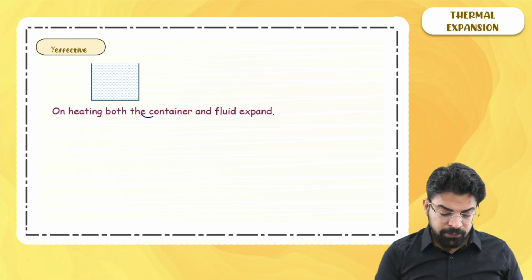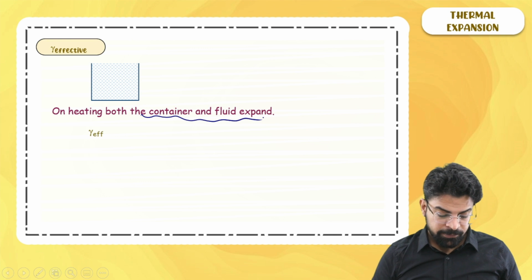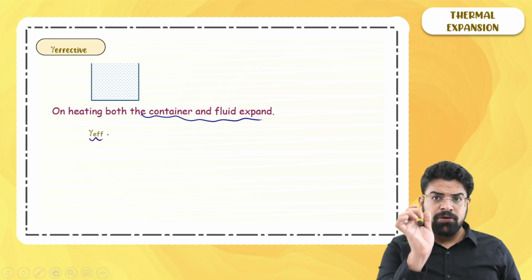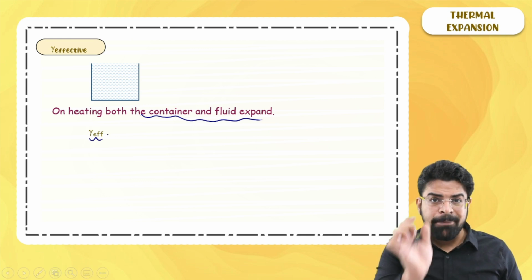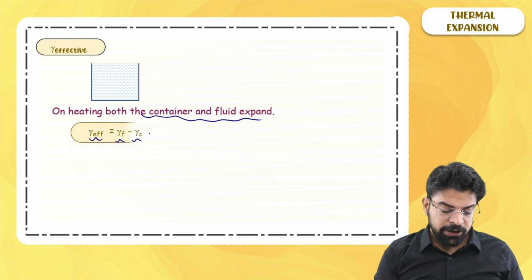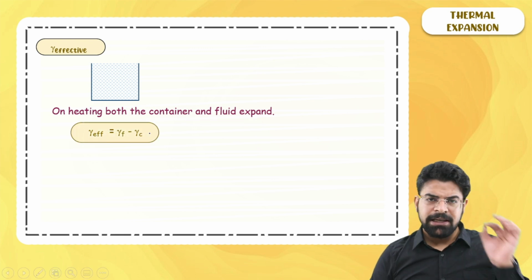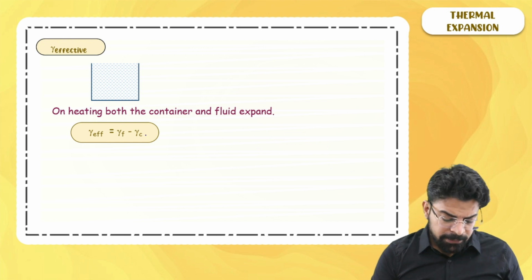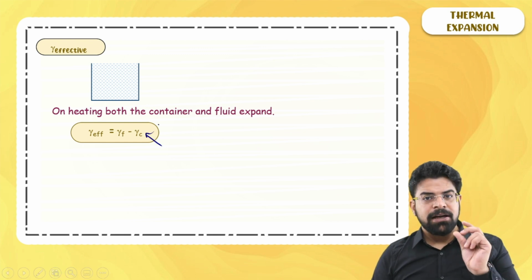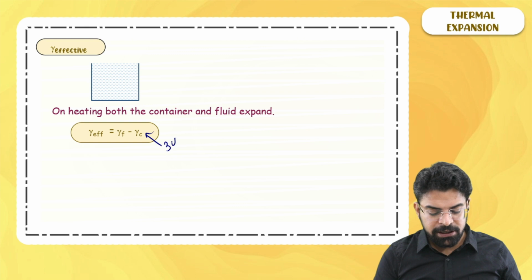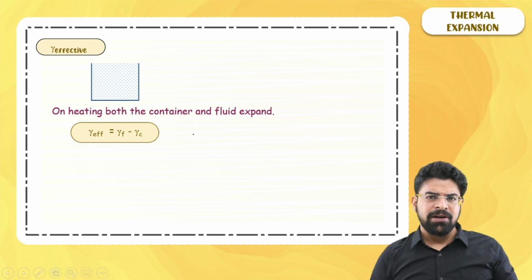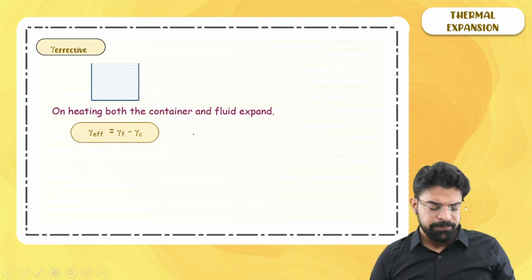So on heating, both the container and fluid will expand. We say that the effective value of gamma, or the gamma apparent, is equal to gamma of fluid minus gamma of container. Keep this simple thing in mind. Now in many of the questions, rather than writing gamma container, they will write 3 alpha container, which is one and the same thing, right? Because gamma is 3 times alpha.